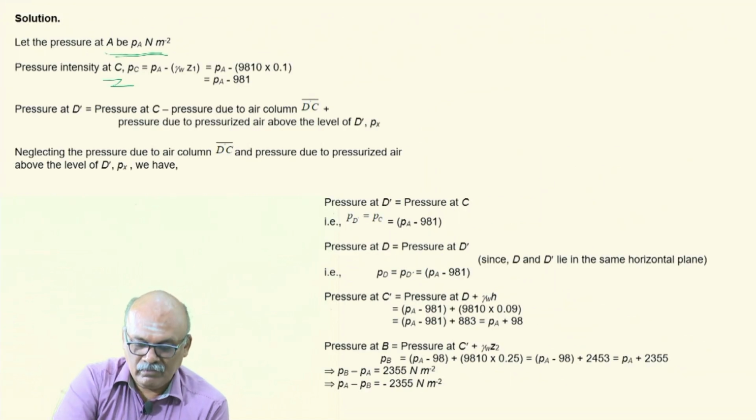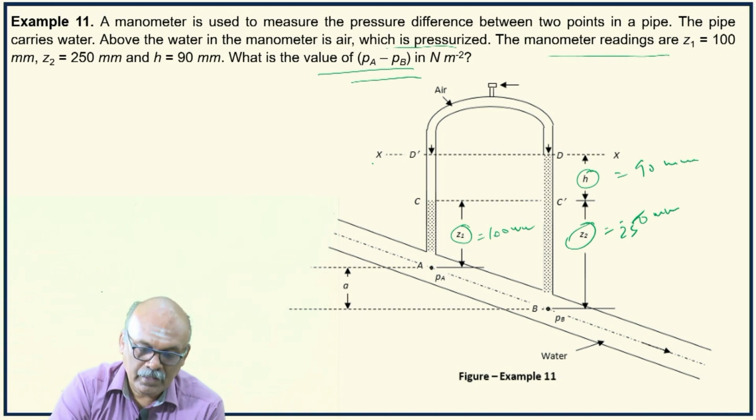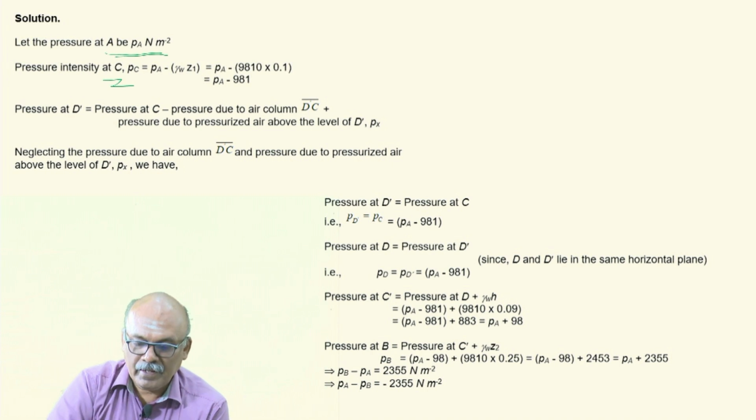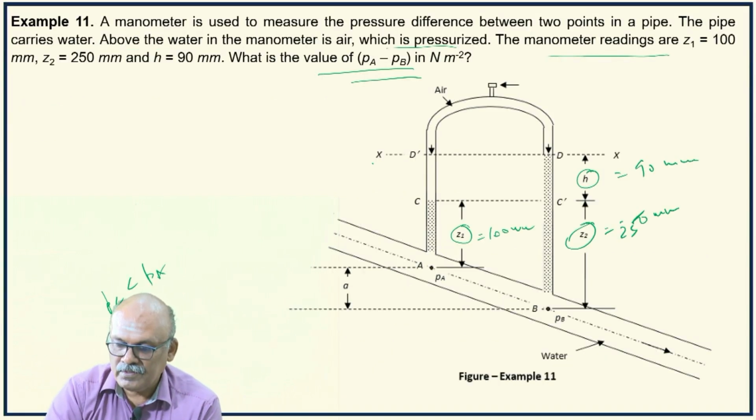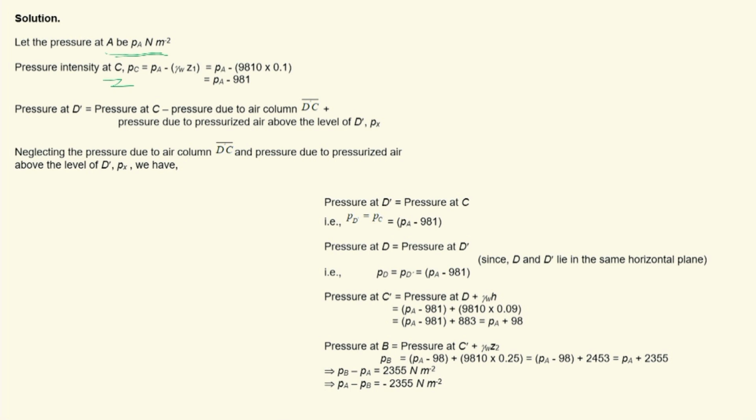Then pressure intensity at C. Where is C? C is the surface of liquid in the left limb connected to point A. So pressure at C will be less than PA. So PC is equal to PA minus, what is it you have? AC is Z1. Z1 is the column of water, because water is flowing through the pipeline. So 9810 is the specific weight of water multiplied by Z1, which is given as 100 millimeters, that is 0.1 meter.